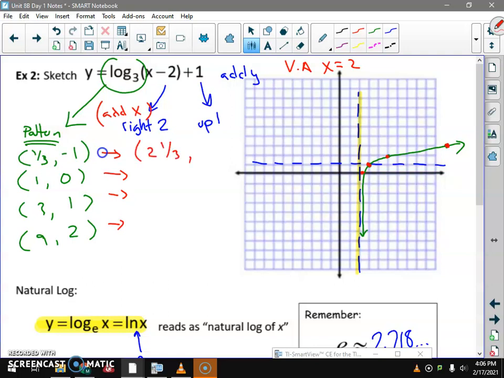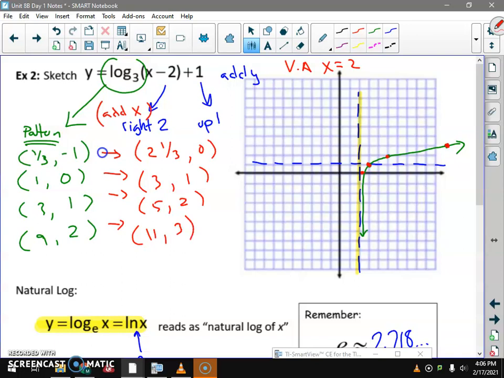2 plus a third is 2 1/3. Negative 1 added 1, up 0. 1 plus 2 is 3. Add 1 is 1. 3 plus 2 is 5. Add 1 is 2. 9 plus 2 is 11. Add 1 is 3. Let's plot those.